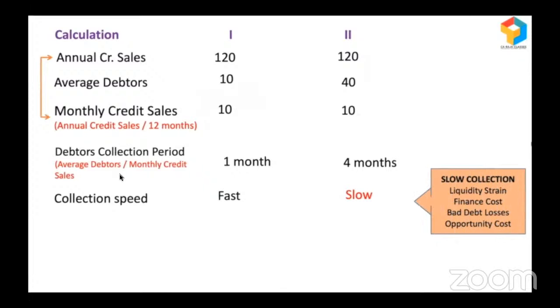And what will be the impact? This slow collection will have impact like liquidity strain because your money is locked with the customer. So you have to manage your cash by borrowing from bank or elsewhere. So that comes with a finance cost and which will have impact on the profitability. And when you give it on credit, especially for a longer period, or when the customers are taking longer period to pay you, there is a possibility that they may end up not paying also. So bad debt losses. And when you bring in your own money to manage because of funds getting locked here, there is an opportunity cost. Okay, so this is debtors collection period.